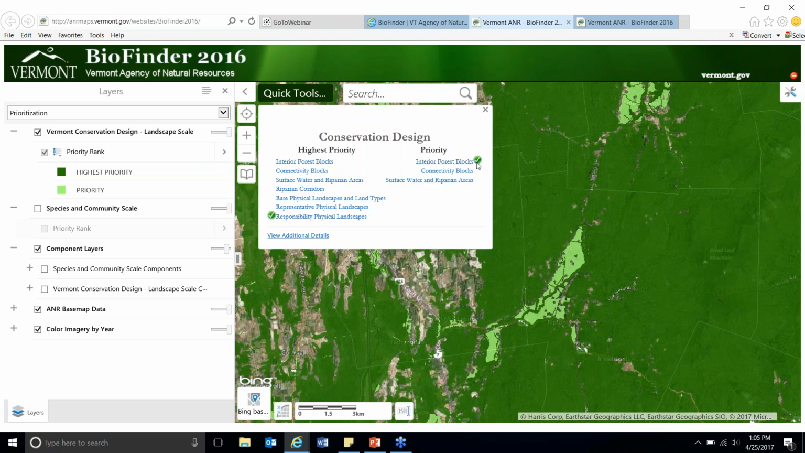And in this place, it has a priority, so not highest priority, but priority interior forest block, and it has a responsibility physical landscape, one of those more interesting pieces of the physical landscape, the geology and climate contributions.